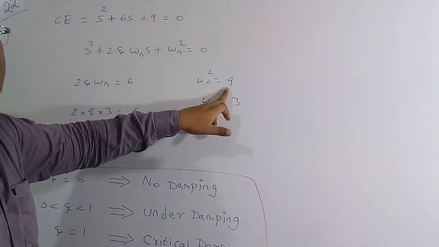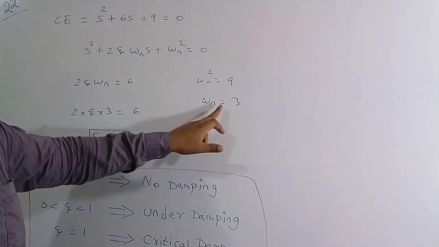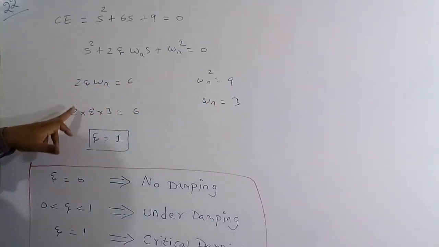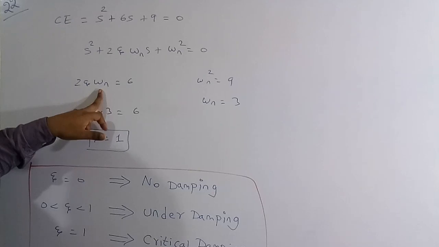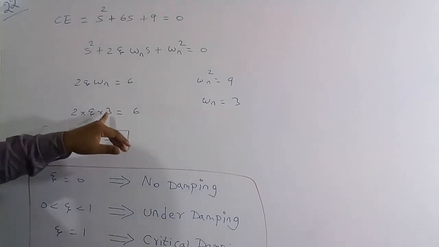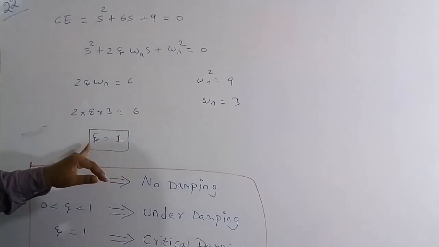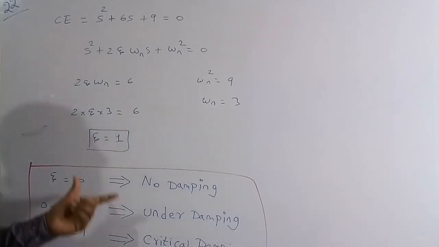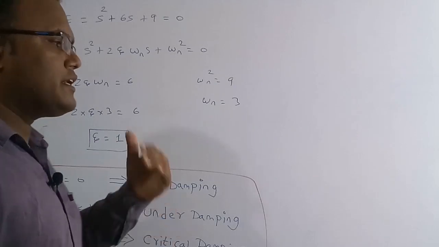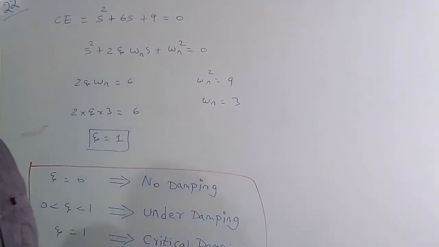If omega n square is equal to 9, then omega n will be 3. Substitute this here: 2 into zeta into, in place of omega n, I substitute 3. So 2 zeta into 3 is equal to 6. The 6s cancel, so finally we get zeta is equal to 1. Here zeta is going to tell you what type of damping is present in this system.